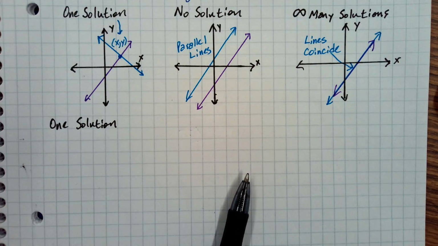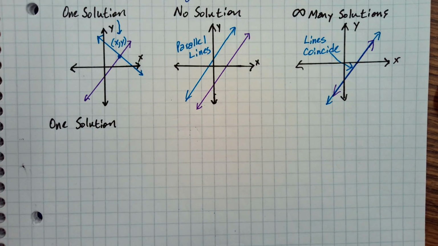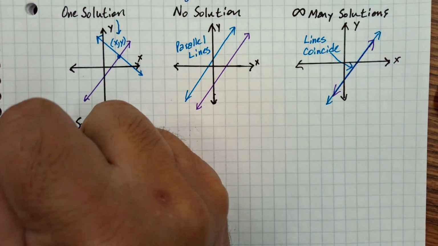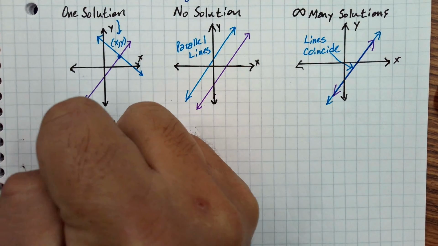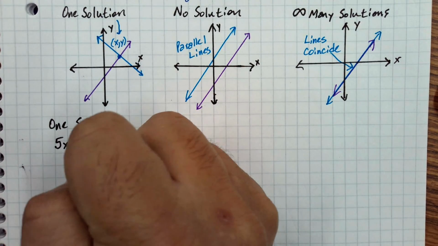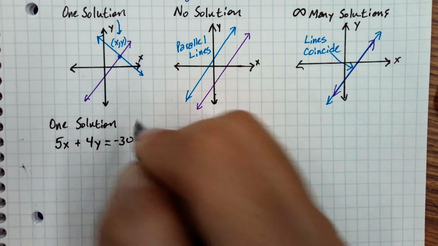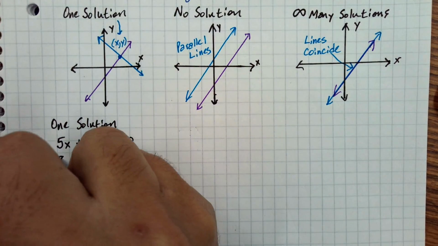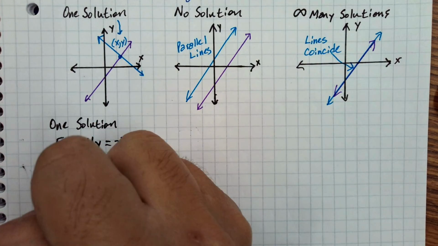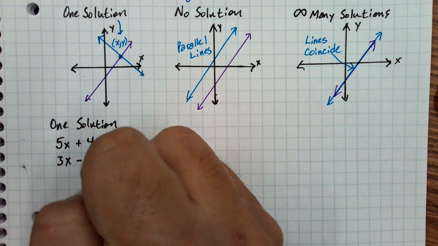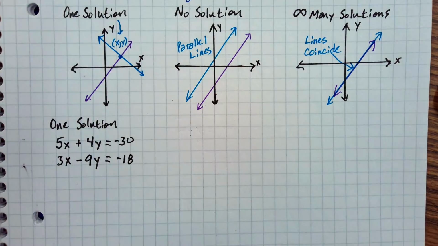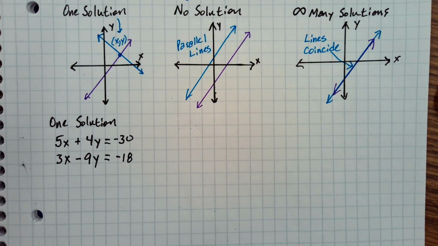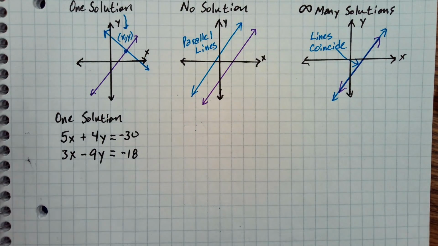All right, so here's the system that will give us one solution. 5x plus 4y equals negative 30, and 3x minus 9y equals negative 18. Okay, write that down. Here's the system, and it is going to give us one solution.